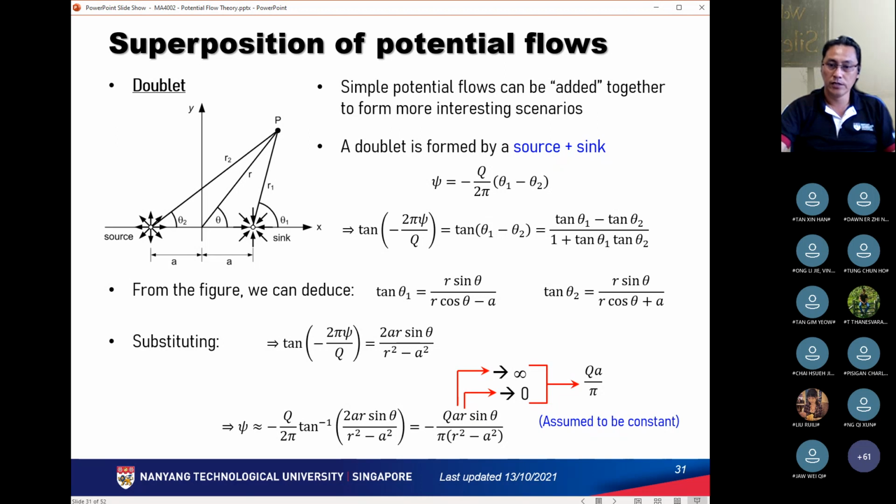Of course, there are people who say that, look, how can you have a source and sink eventually meeting at the origin? You can't. But for the sake of mathematics, this is what we assume.